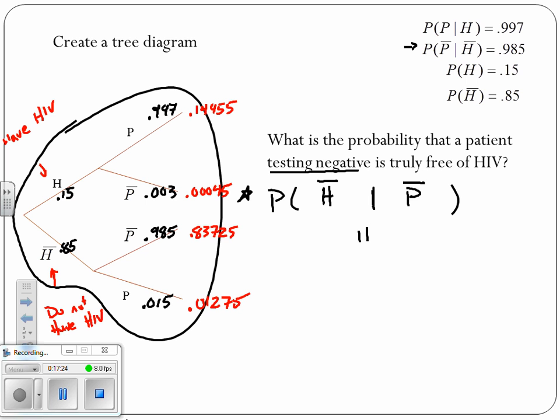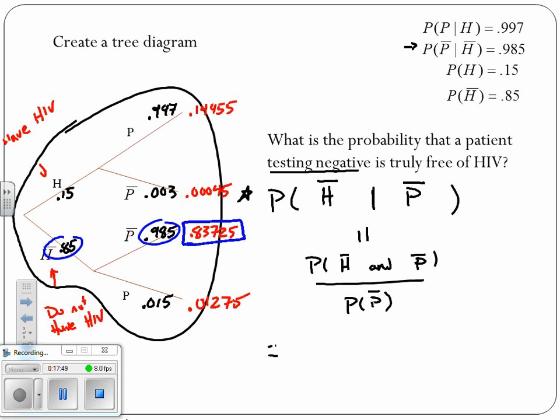0.01275. All right, so I've got my probability statement set up, that they have tested negative, that they're truly free. So this would be the probability of not H and not P over the probability that they have tested negative. So let's plug in numbers. Not H and not P, there's that value right there, 0.83725 over, and again, there's two ways to test negative. You can either have it and test negative, or you can not have it and test negative.